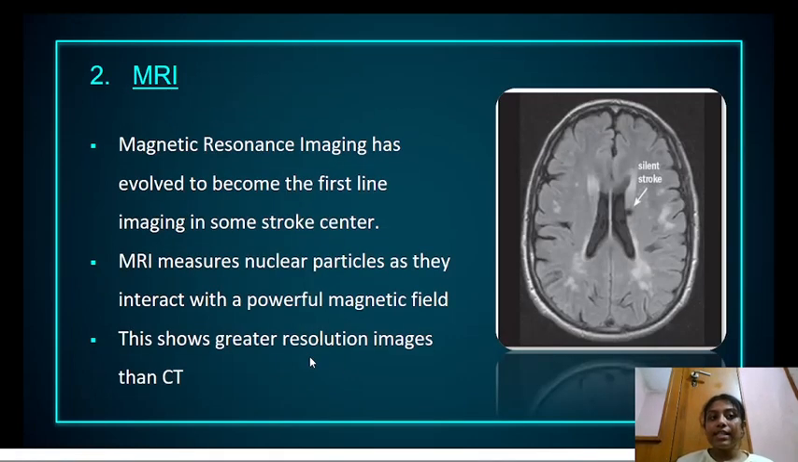Okay. Second is the MRI, magnetic resonance imaging, which has evolved to become the first line imaging in some stroke centers. MRI measures nuclear particles as they interact with a powerful magnetic field. This shows greater resolution images than CT. So MRI is usually used in the sectors where CT is not available. And MRI can be used in acute phases, where it is more preferred than CT.